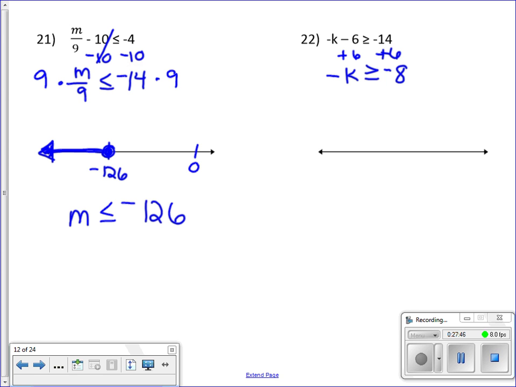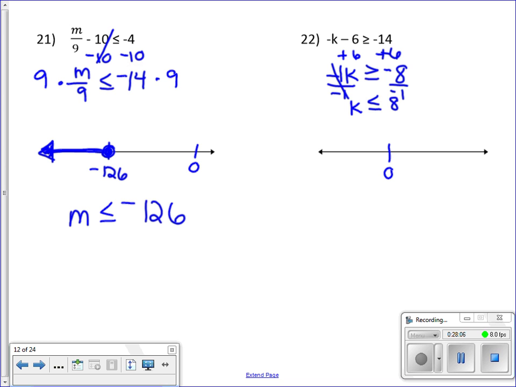Now we need to divide both sides by negative 1. Remember, negative k really has a 1 in front of it right there. So I'm going to divide both sides by negative 1. This cancels out. K is going to be less than or equal to 8. Again, a negative divided by a negative is a positive. Don't forget to switch your sign because we did divide by a negative number.